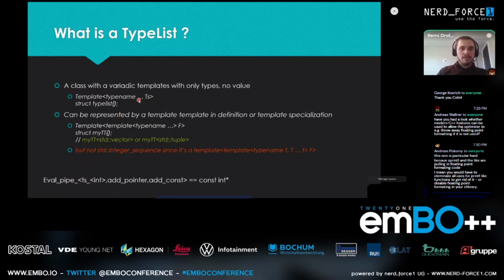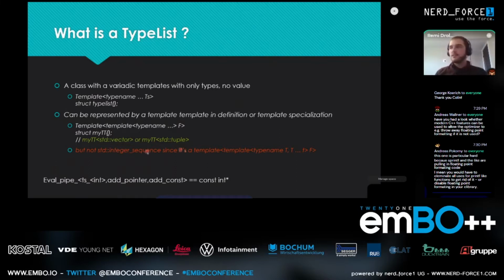It can be represented with templates in either a definition or a specialization. So basically, if you have template typename ... F, you can write my tt std vector without any arguments. It's not std vector of int, just std vector. Or tuple, same thing.